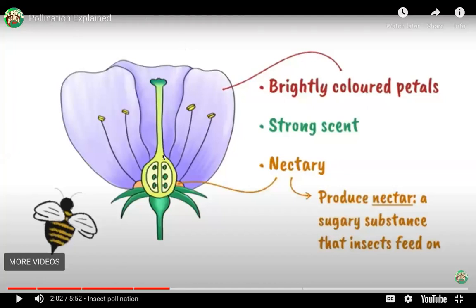So they are collecting this for bee honey, and even a lot of insects are attracted to this. They really like this food.